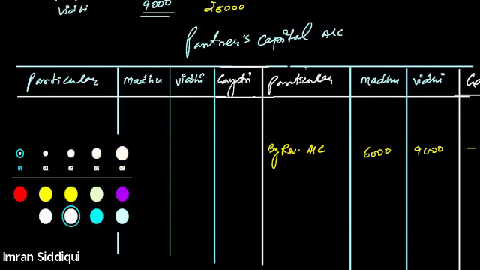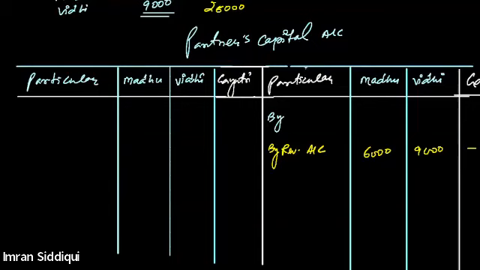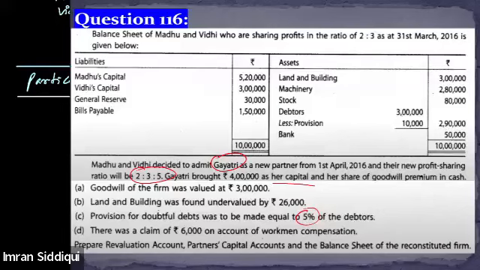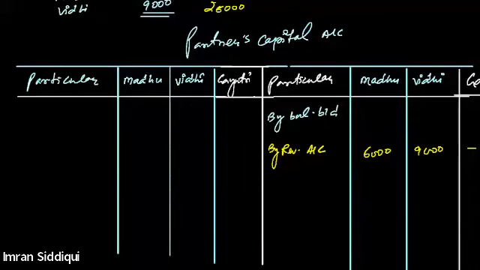And let's also write down the opening balance of the partners' capital account. We'll write down by balance b/d. Balance b/d is already given in the question. The opening balance for Madhu is 5,20,000 and for Vidhi it is 3 lakh. So 5,20,000 and 3 lakh. No opening capital for Gayatri is given in the question.